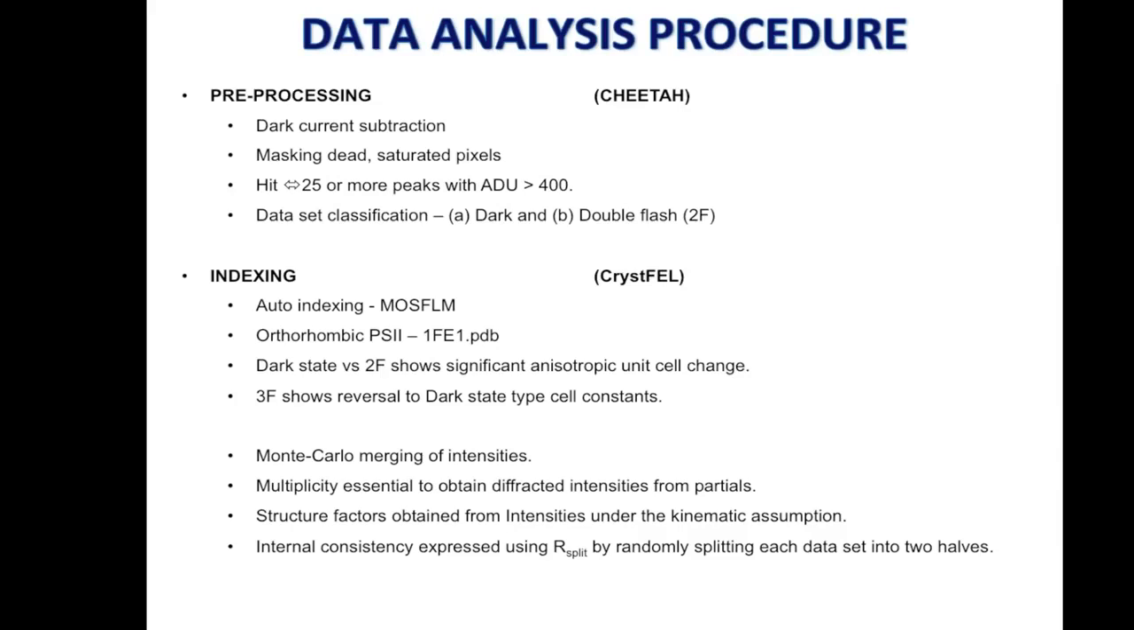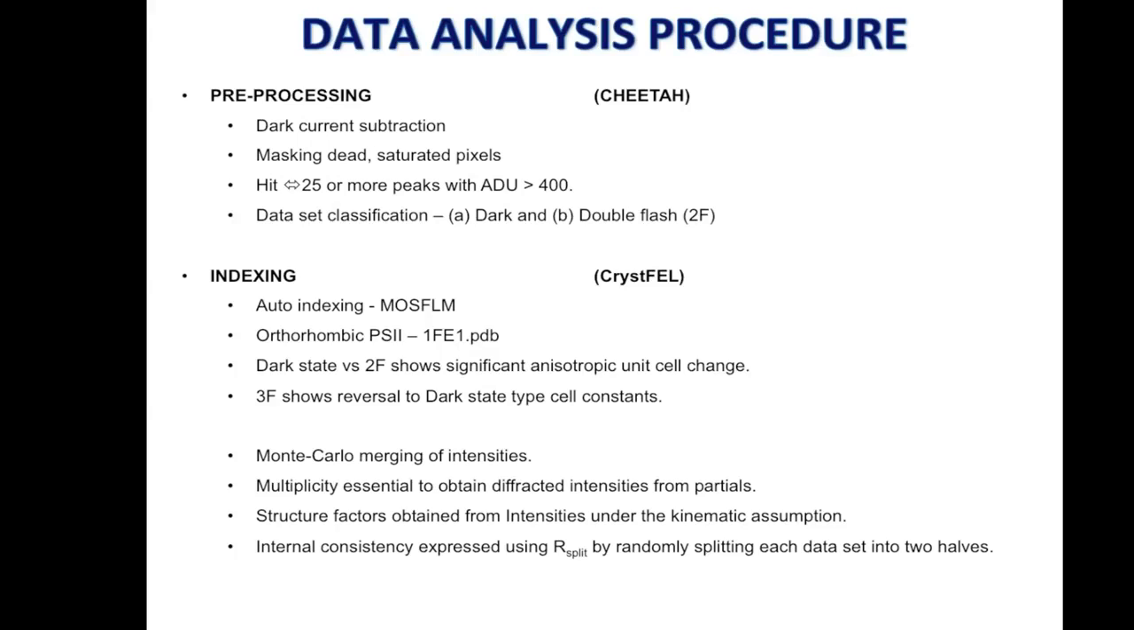I'll discuss how it is significant a little later, but the whole point of mentioning that here is that you can identify it as and when you start indexing. And what we also see is that when we do the 3-flash experiments, going hopefully to the S4 state, the unit cell parameters sort of revert to what we see in the dark state. And again, I'll justify that in just a moment.